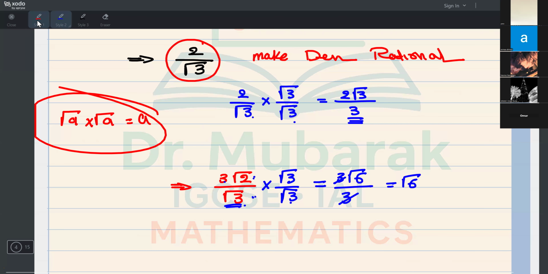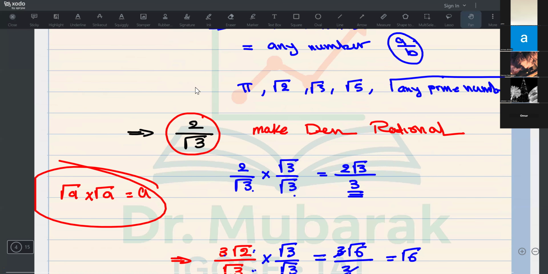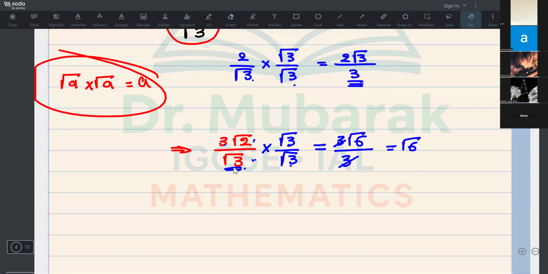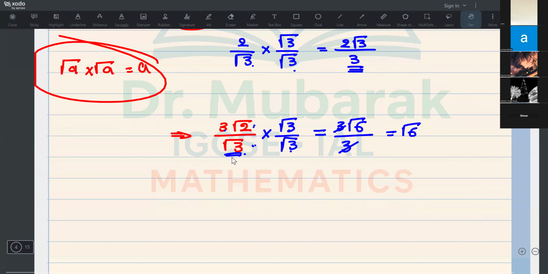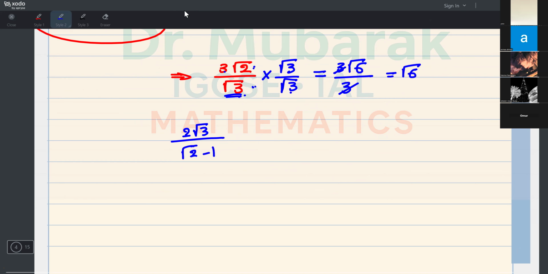Last thing in our lesson: how can we rationalize the denominator if it has more than one term? Here we rationalized one term, root 3. If the denominator is two terms, how can we rationalize? For example, 2 root 3 over root 2 minus 1. The denominator here is two terms, not one term. So how can we rationalize?